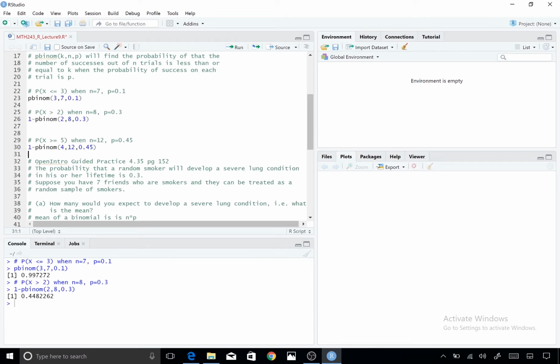When n equals 12 and p equals 0.45, the probability of 5 or more successes is 1 minus the probability of 4 or fewer successes. And that is 1 minus pbinom(4, 12, 0.45). With this pbinom, you have to pay attention to what points need to be subtracted.